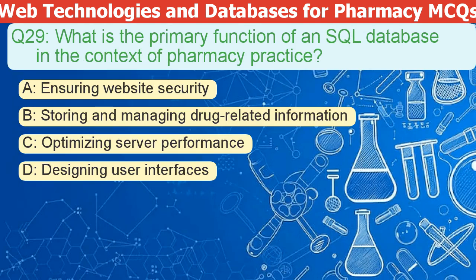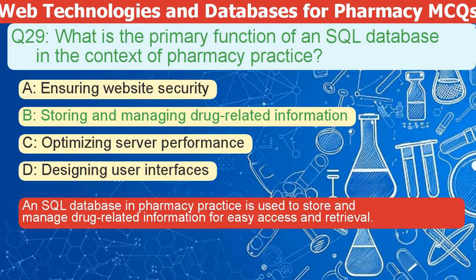What is the primary function of an SQL database in pharmacy practice? A. Ensuring website security. B. Storing and managing drug-related information. C. Optimizing server performance. D. Designing user interfaces. The correct answer is B. An SQL database in pharmacy practice stores and manages drug information for easy access and retrieval.